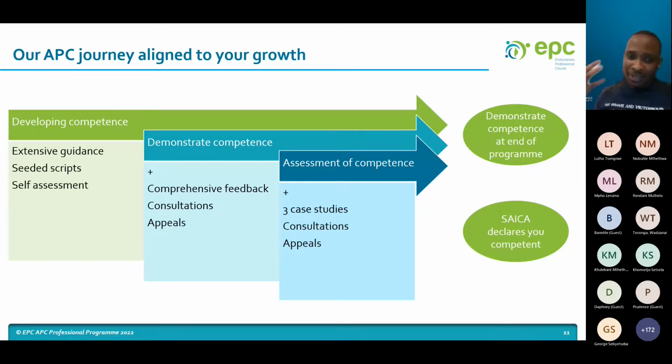And like I said, 3 case studies that after each case study, you are entitled to just reach out to any of the professional team members and have a consultation and appeals process. I think that will definitely ensure that you are competent at the end of the program. You are eligible for a certificate and have the most confidence to go and sit for APC 2022 on the 14th of December. Rendani, if you push to the next.